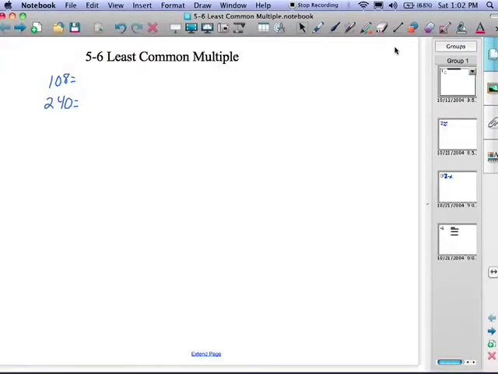5-6, least common multiple. This is probably going to be the most unpleasant lesson you're going to find in this chapter. It requires more work than any of the other lessons, especially since we've been just having some relatively easy things. It's going to require you to do factor trees again.